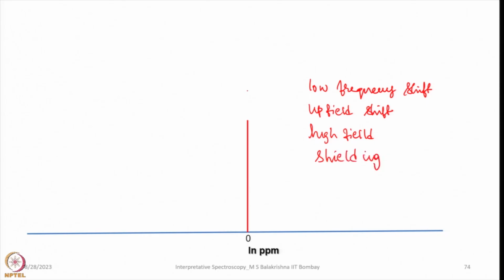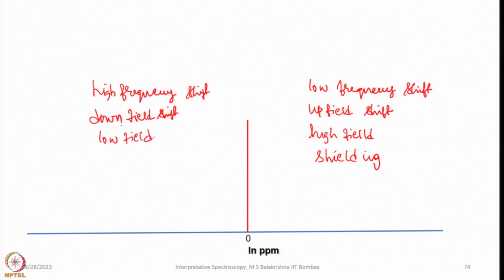So here high frequency, because in this case it is reinforcing, so it is a high frequency shift, and this is downfield shift, and high field is low field shift, and then shielding, deshielding.